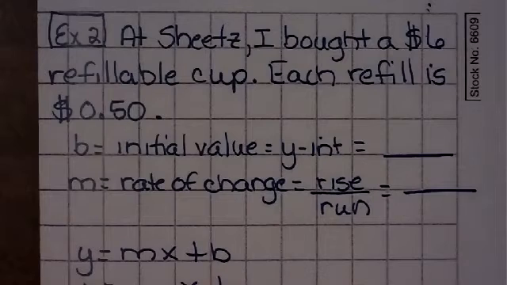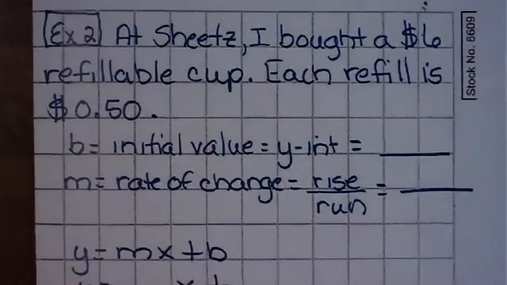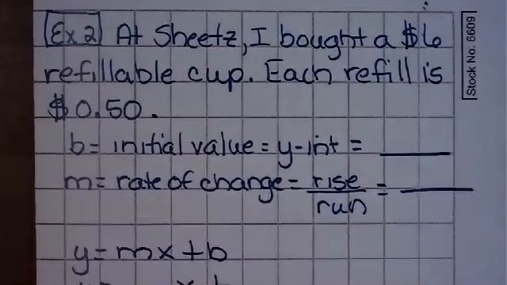But look at our situation right here. At Sheets, I bought a $6 refillable cup. Each refill is 50 cents. Now, we think about it. Our families have done that here and there. When you've gone, especially Carowinds used to be really big about it. You buy the cup and then you keep the cup and you just pay for refills. It's cheaper than keep throwing the cup away and go and buy a whole nother drink.